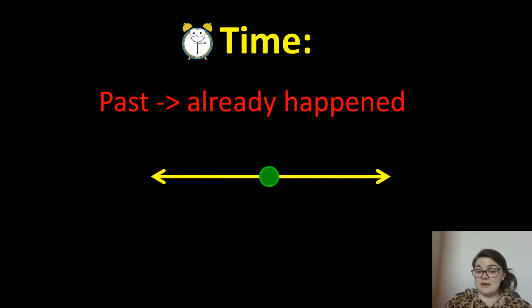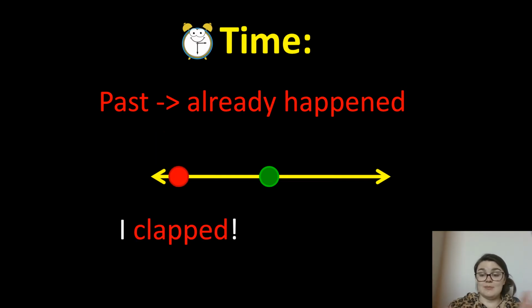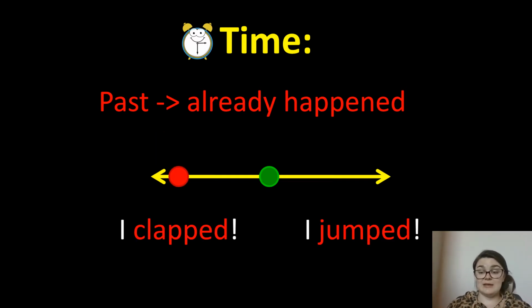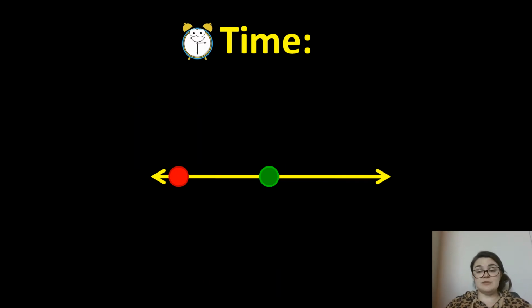Another example of time is past tense. Past tense verbs have already happened. They are things that have happened before. For example, I clapped yesterday, or I jumped last week into the pool. These are things that I did before now that I'm writing about them. The verbs have changed by adding an ed when we're talking about the past tense.